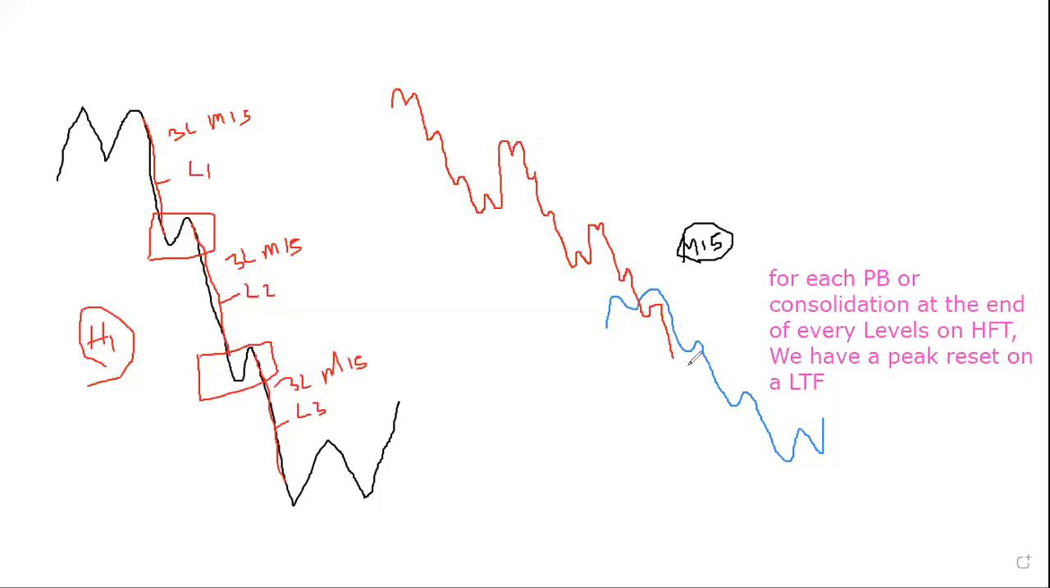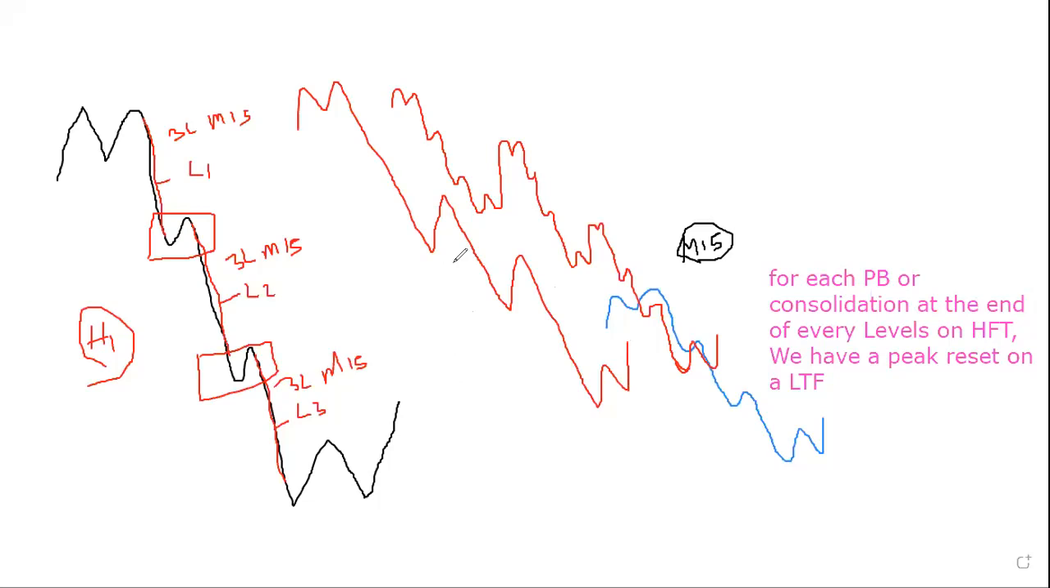It's not difficult. Please, when Zoom takes us out, just try and join back. This is a full cycle on 1 hour. We have level 1, pullback, level 2, pullback, then level 3, peak formation. Do you get this? Is it simple?